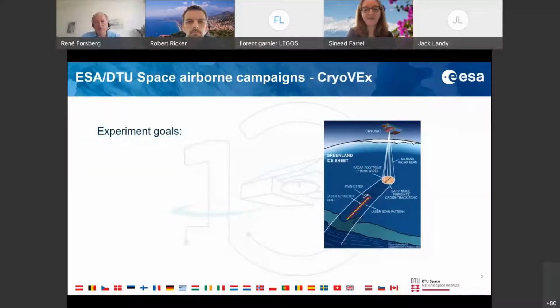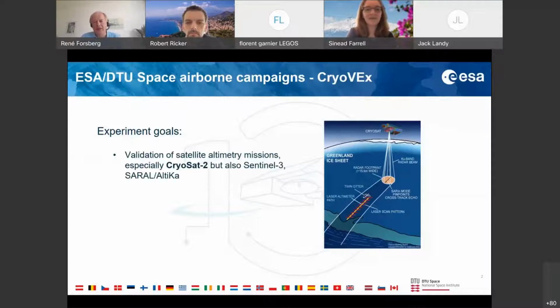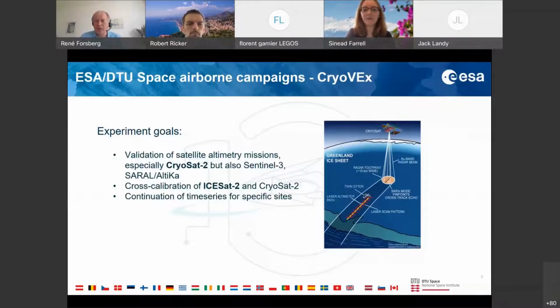So what were the goals of the CryoVex campaign? Well, it was basically to understand and validate the satellite missions. It started with CryoSat, but it's also been Sentinel-3, and Antarctica. Lately, we also looked at the CryoSat-2 and IceSat-2 cross-calibration. There were also some lines we always flew, all the way since we started 20 years ago, north of Greenland, for having detailed time series for specific sites. And finally, it's also proof of concept for new technologies, flying many different instruments over the years in preparation for future missions.